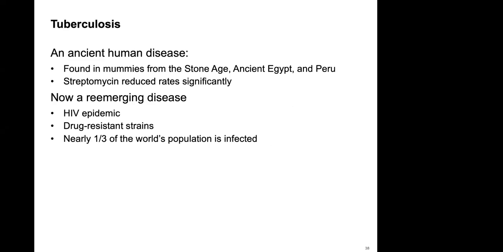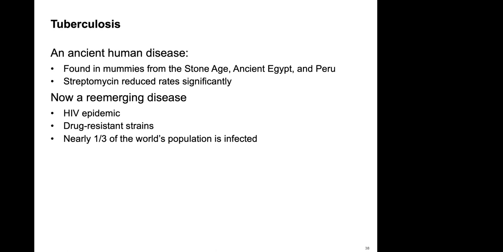Tuberculosis, this is a very old disease. It was found in mummies from the Stone Age, ancient Egypt and Peru. Streptomycin reduces the rate significantly. We do have a reemerging disease. We do see drug-resistant strains that are floating out there, and those are more of a concern.